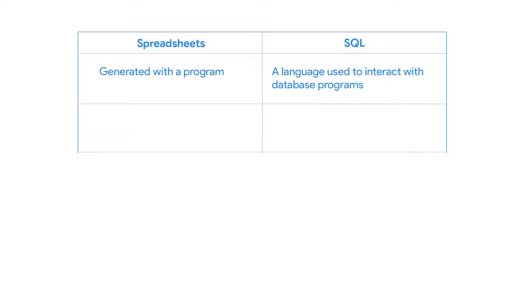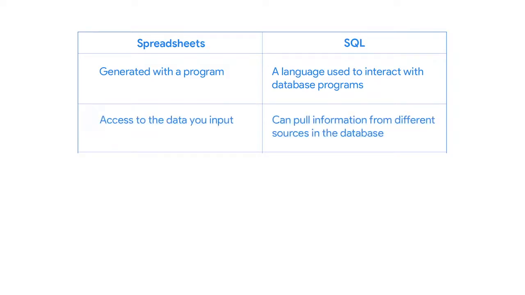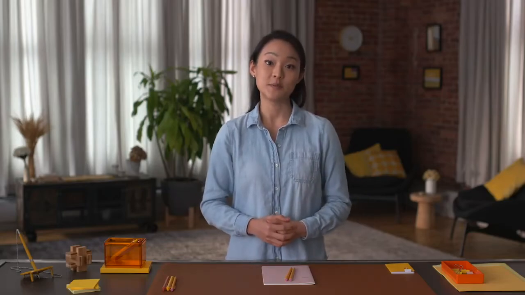But if they're working with a large data set with more than 1 million rows or multiple files within a database, it's easier, faster, and more repeatable to use SQL. SQL can access and use a lot more data because it can pull information from different sources in the database automatically, unlike spreadsheets, which only have access to the data you input. This also means the data is stored in multiple places.